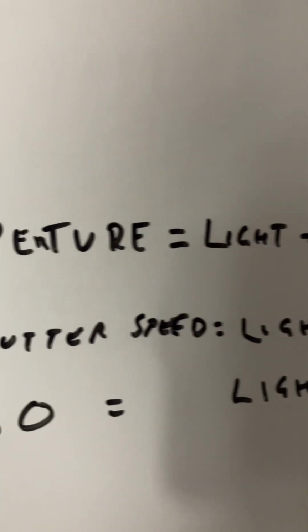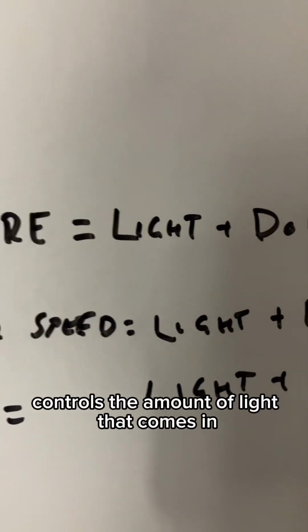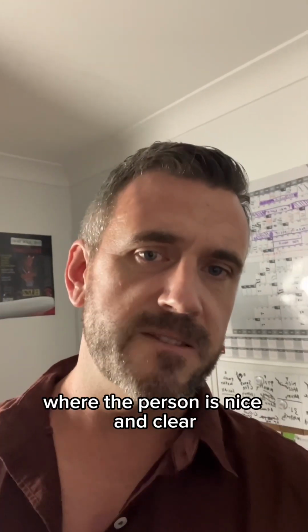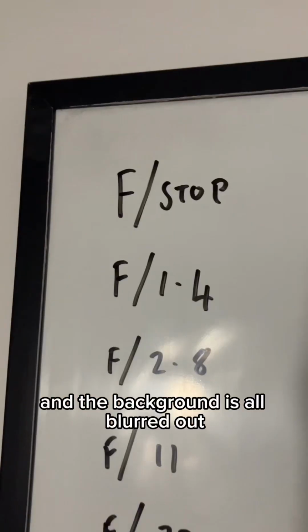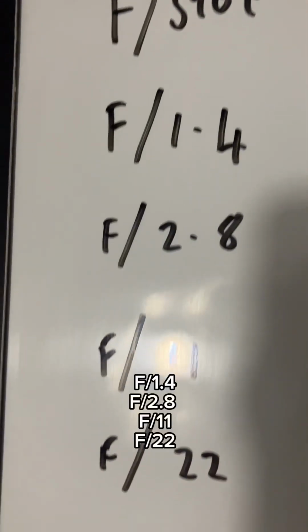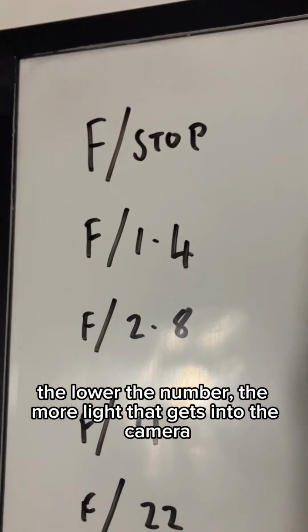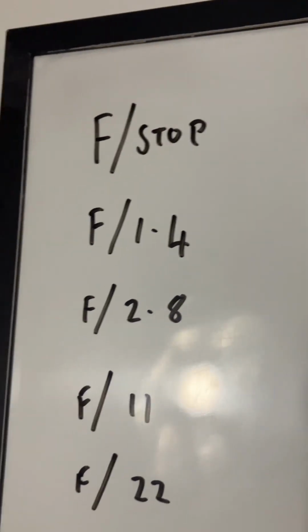Aperture controls the amount of light that comes in and also the depth of field. Depth of field is how you can get photos where the person is nice and clear and the background is all blurred out. You'll see it represented as f-stop: 1.4, 2.8, 11, 22. The lower the number, the more light that gets into the camera.